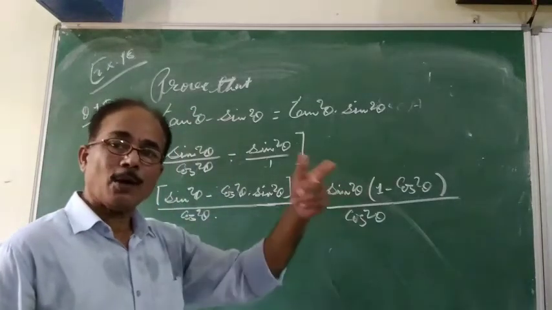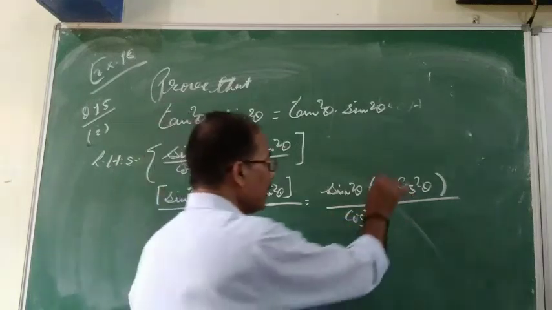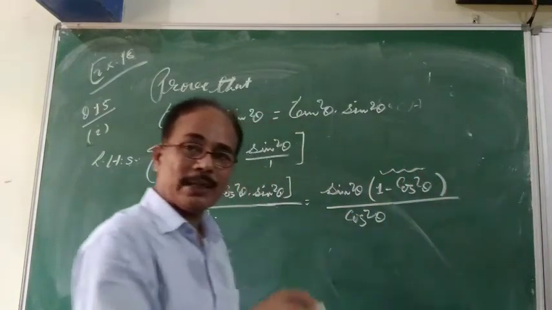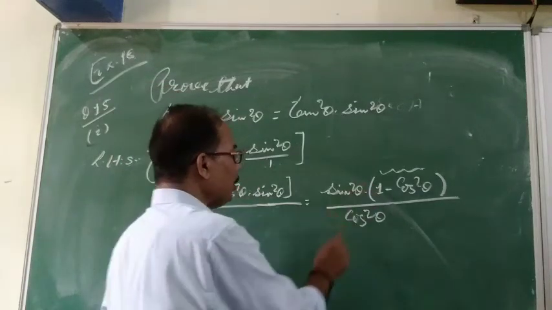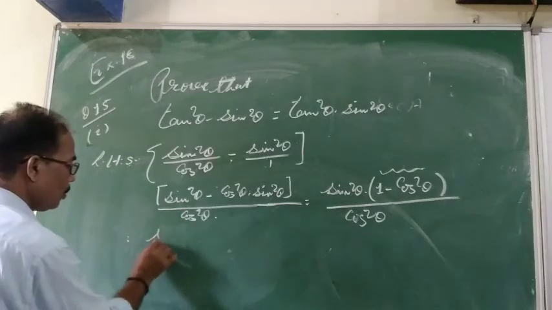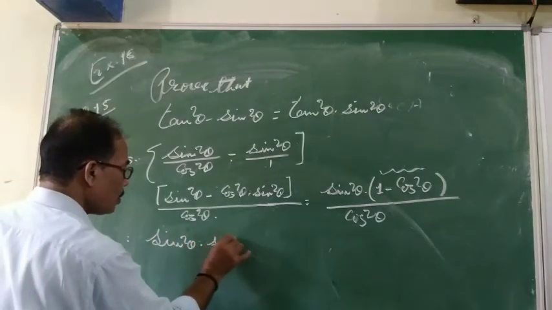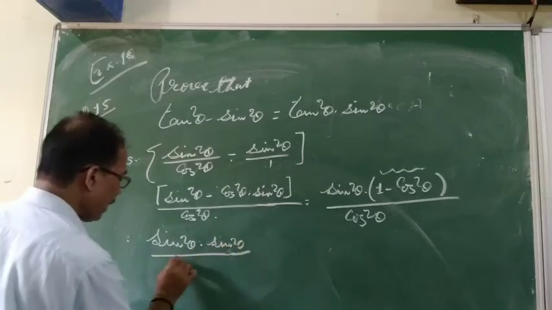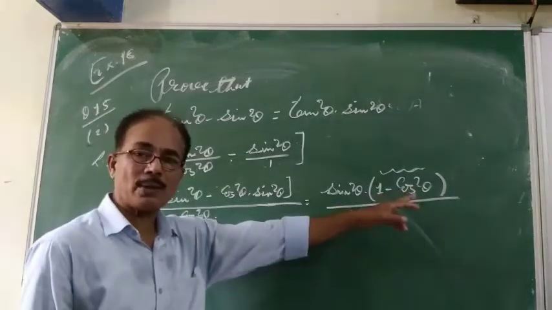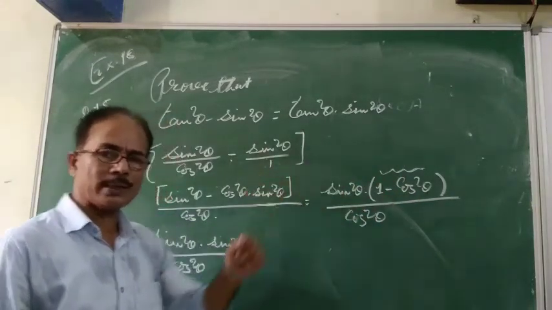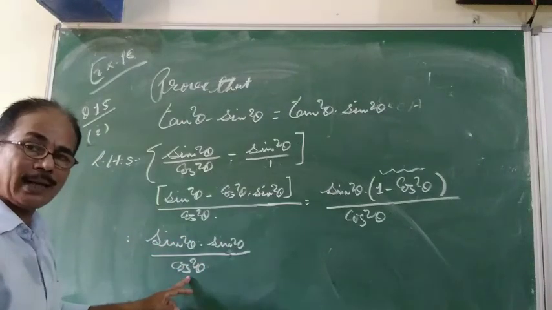Look at here. Now we will use the formula of identity. 1 minus cos square theta we can write as sin square theta. Sin square theta into sin square theta, that is equal to sin square theta into sin square theta divided by cos square theta, because 1 minus cos square theta will be equal to sin square theta. So sin square theta into sin square theta divided by cos square theta.